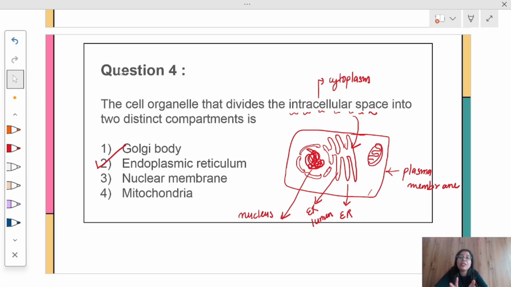That is true, the concept is true that the membranes are actually responsible for dividing the space inside the cell, but the majority of the area is covered by which cell organelle? It is ER. That is why this is focused in NCERT and given in NCERT. ER is mentioned specifically. So you have to remember this.